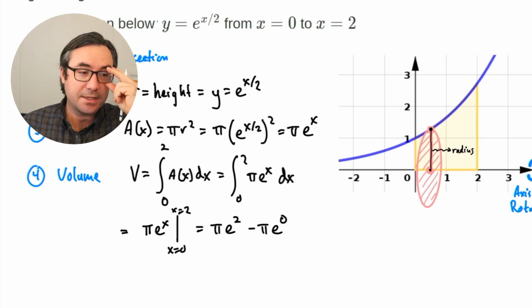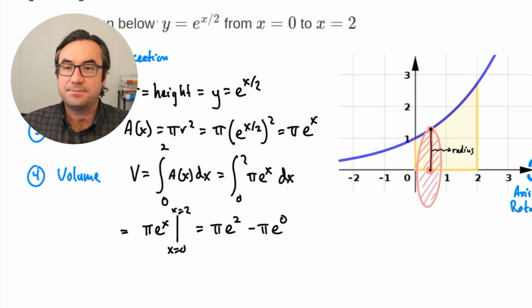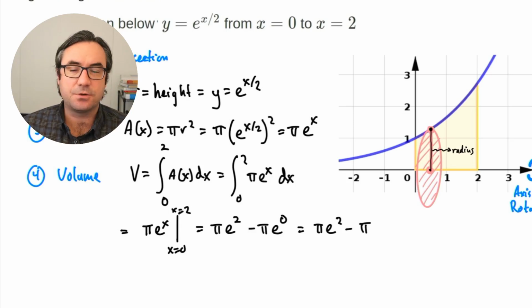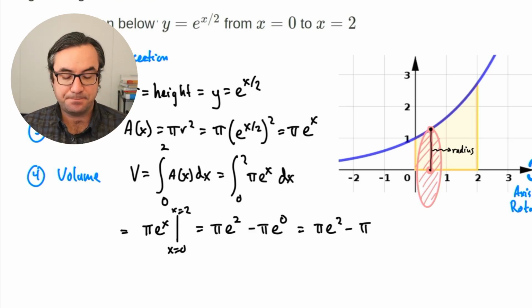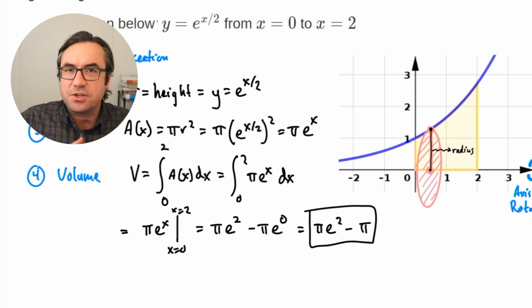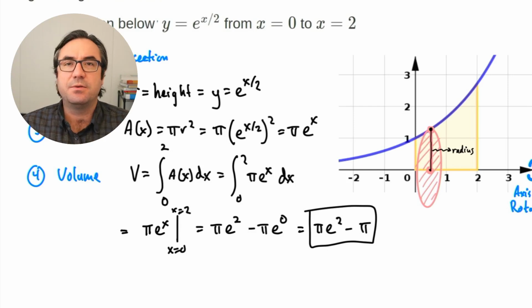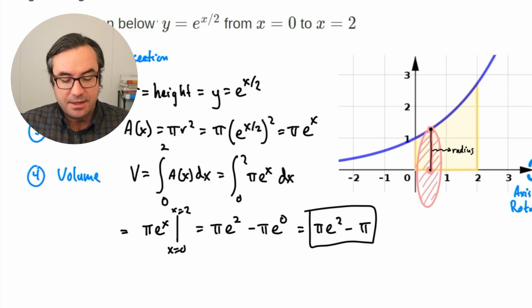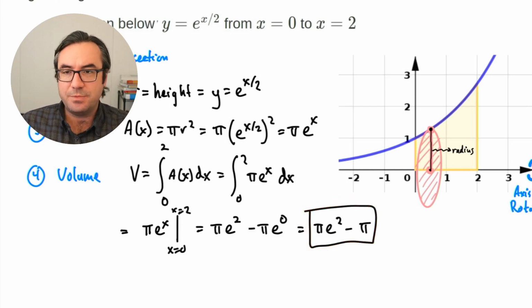And we subtract. And yeah, we can simplify. Not too bad. Pi e squared minus pi e to the 0, and e to the 0 is just 1. So that just ends up being pi times (e squared minus 1). And you can check, this should be a positive value. With any of these kind of physical calculations like we're doing, like when we did area, it should be positive. Now we're doing volume, it should be positive. You can check this value here should be positive.